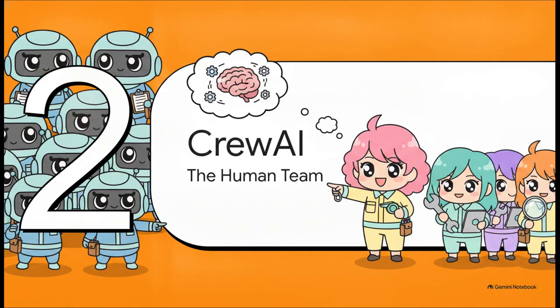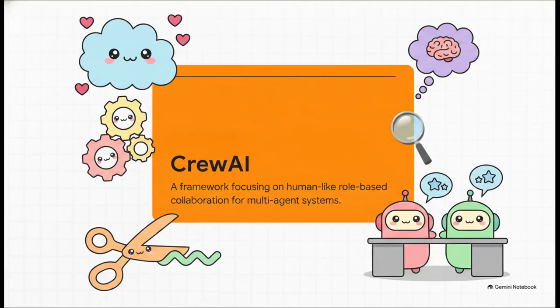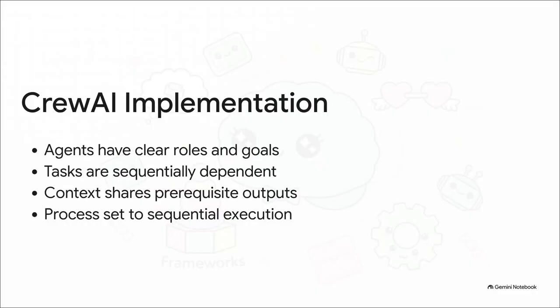Moving to Section 2, CrewAI, the human team. Whenever you think of CrewAI, I want you to imagine managing a team of highly trained human specialists. The core philosophy here is pretty wild. It's fundamentally designed to mimic actual human dynamics in the workplace. You literally define roles, kind of like hiring employees, and you let the framework's intuitive API handle the messy process management underneath. So, how does this actually look in code for our market research mission?